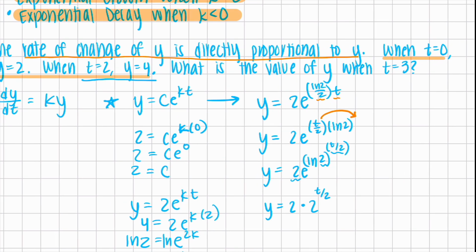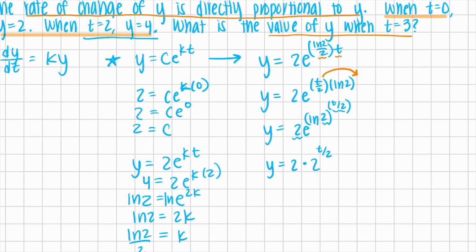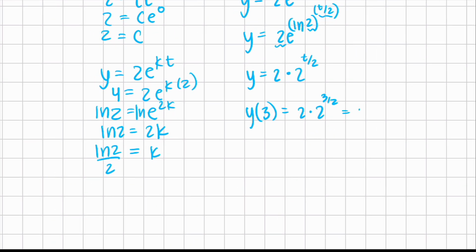Now that it looks a little nicer, notice now we can answer their question. They want to know what is the value of y when t equals 3. So my last step is I'm going to plug in 3. And let's simplify. This is going to be 2 times 2 cubed square rooted, which is 2 times the square root of 8, which is 4 rad 2.